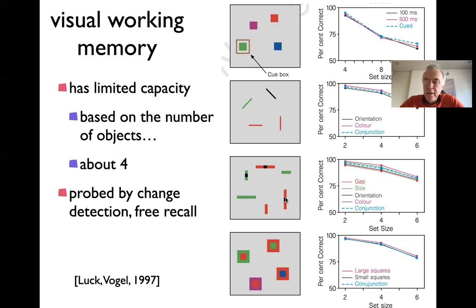And it turns out that the capacity is not a question of the number of pieces of information that you have to store, but of the number of objects. And that really means the number of locations, because we talk about visual objects, just something that is localized somewhere. And that's the summary of all this work.